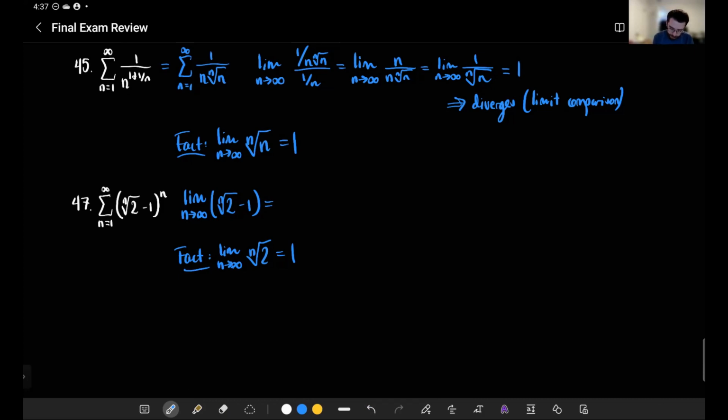Anyway, that means, okay, this goes to 1. So the whole limit goes to 1 minus 1, which is 0. And so by the root test, right, this is less than 1. By the root test, this converges absolutely, which means it converges. And we're done. Right, so that's everything.